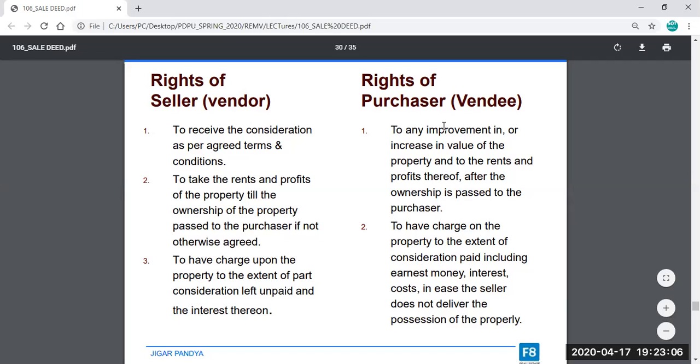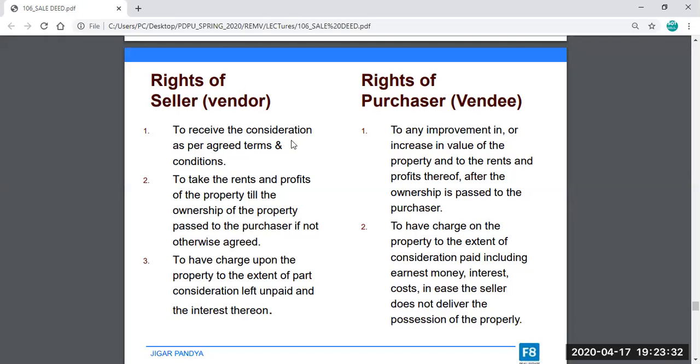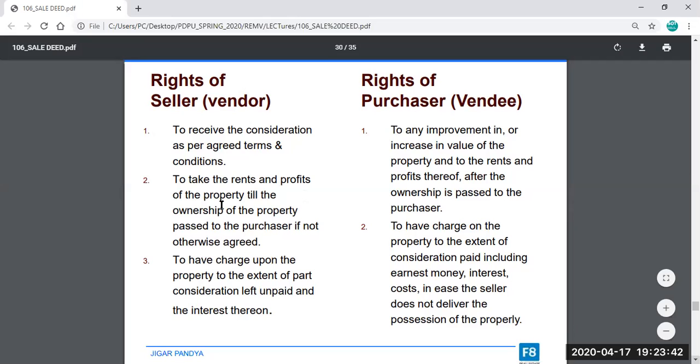What are the rights of the purchaser? The purchaser has the right to any improvement in or increase in value of the property and to the rents and profits thereof after the ownership is passed on to the purchaser, and to have a charge on the property to the extent of consideration paid, including earnest money deposit and interest cost, in case the seller does not deliver the possession of the property on time. So this is very clear that both the parties here have considerable charge on the property, depending on what is paid or what is left. So let's go ahead.